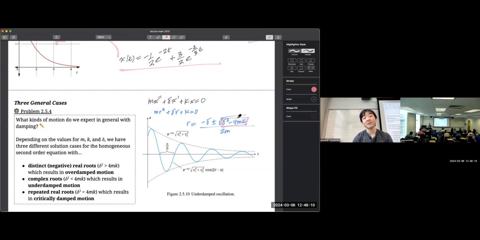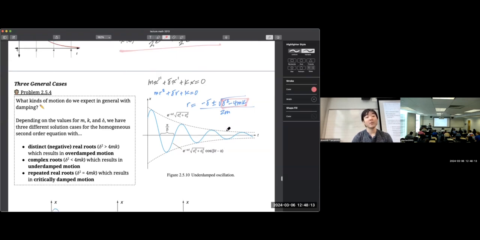So if the inside of the square root is negative, will you get real or complex? Complex. That's going to happen whenever your delta squared is less than 4mk. If delta squared is less than 4mk, that means 4mk is bigger, and then you'll have complex roots. If delta squared is bigger than 4mk, then you're just going to get something bigger minus something smaller, so you'll get positive, and that's going to be distinct real roots.